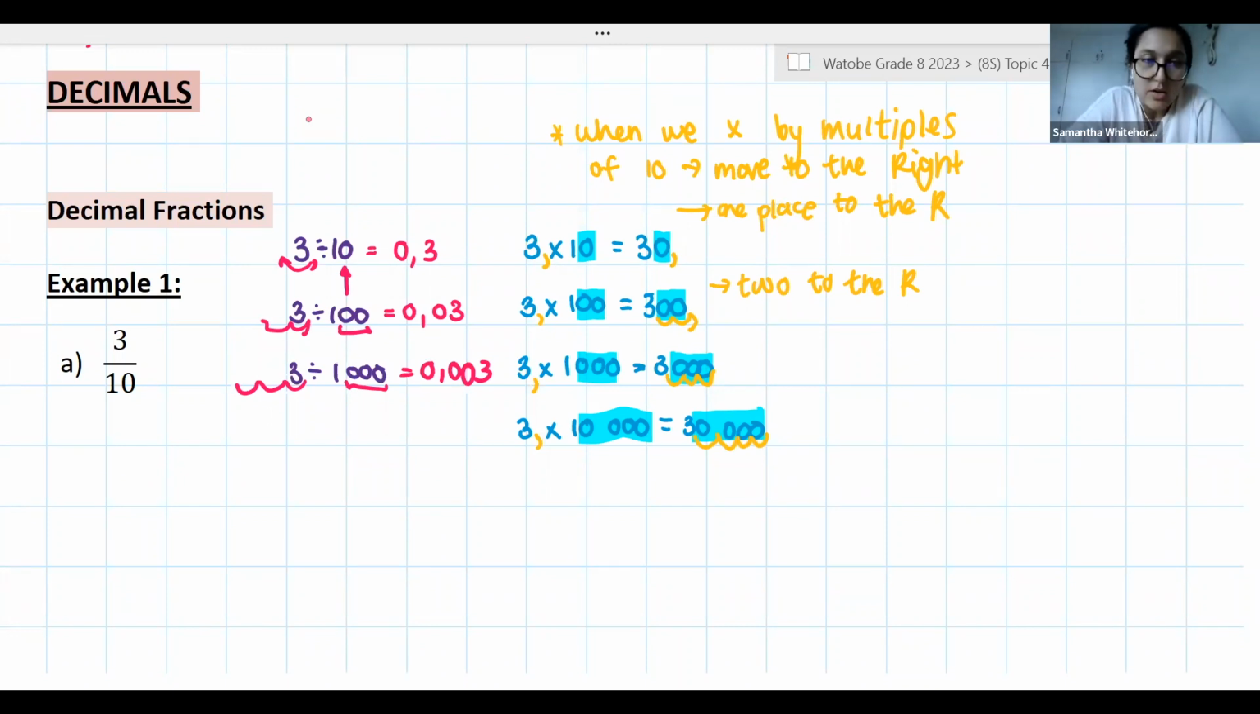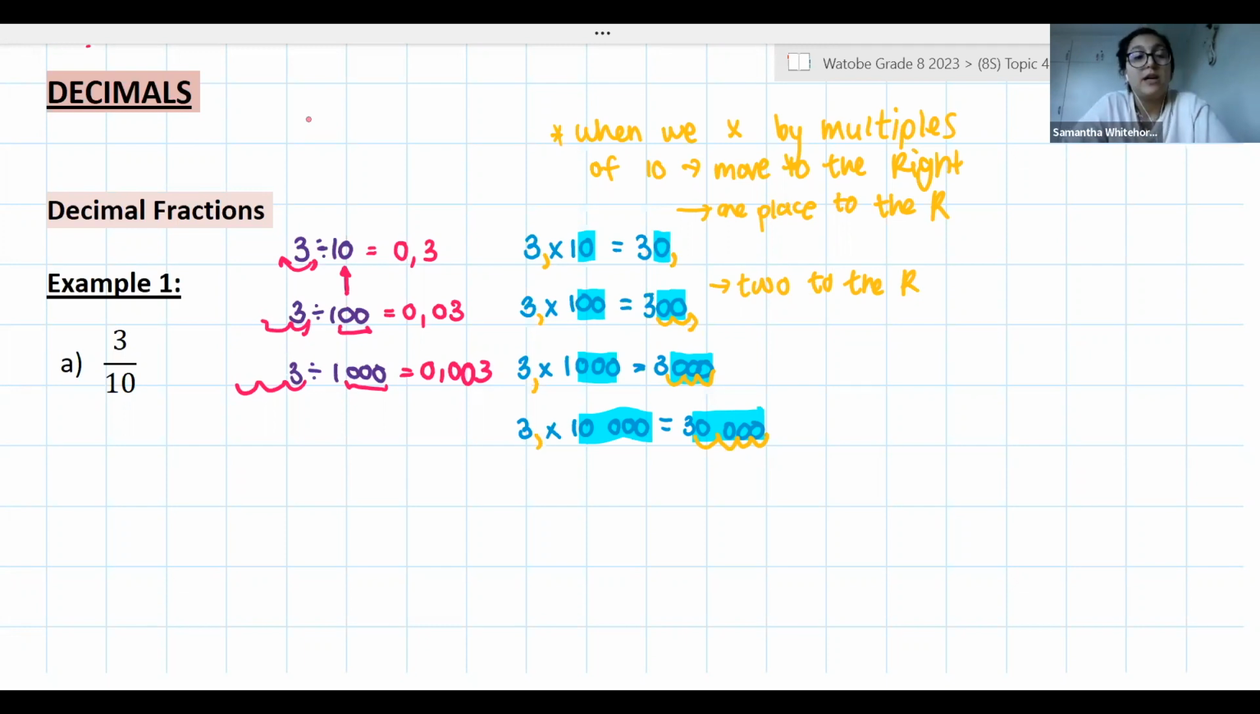Now, what I want you to take away from this is the fact that when you are trying to convert a fraction to a decimal, if we can make the denominator a multiple of 10, so 10, 100, 1,000, 10,000, we can then just apply this pattern to whatever it is that we're working with.